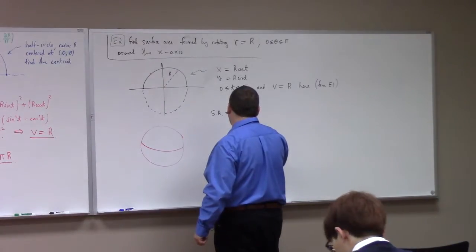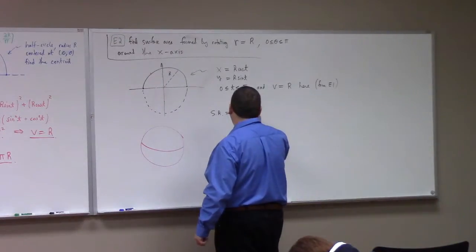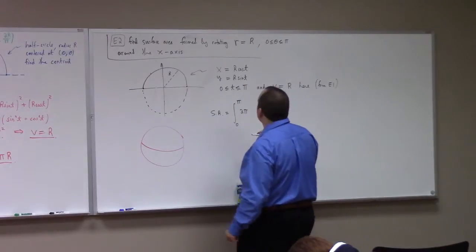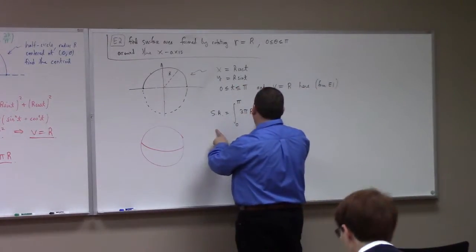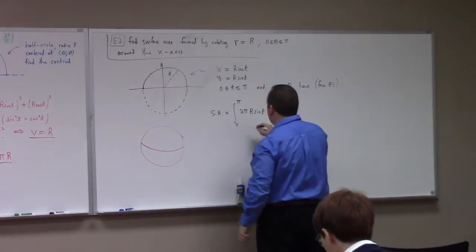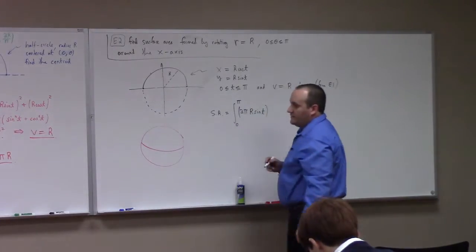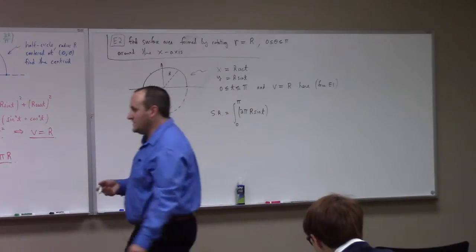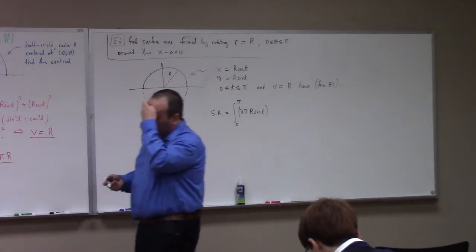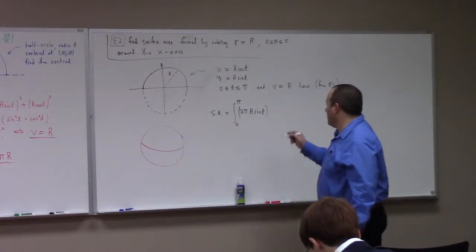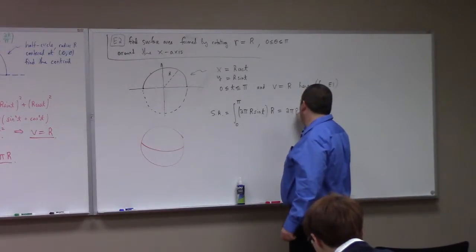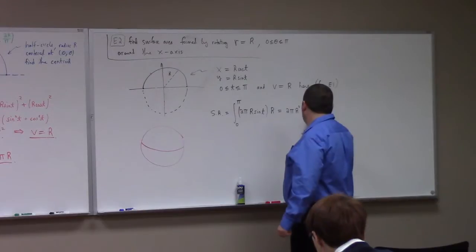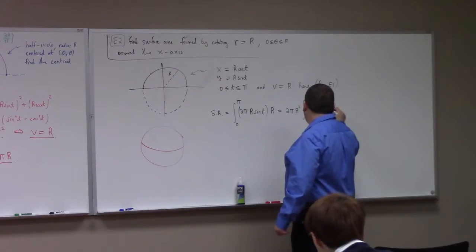Integral from 0 to pi, 2 pi y. What's y? R sine t, right? And then I'm supposed to multiply that by the speed times dt. The speed here is just r. So there you go. We've got 2 pi r squared, the integral from 0 to pi of the sine of t dt.